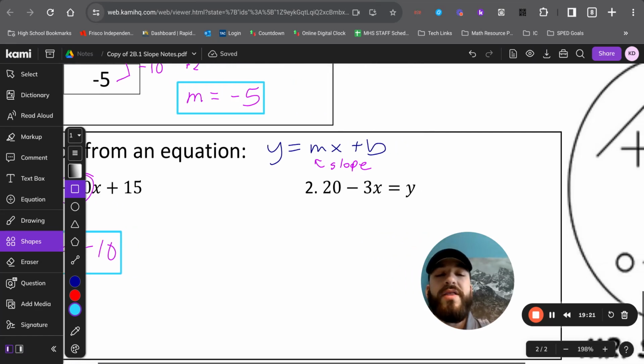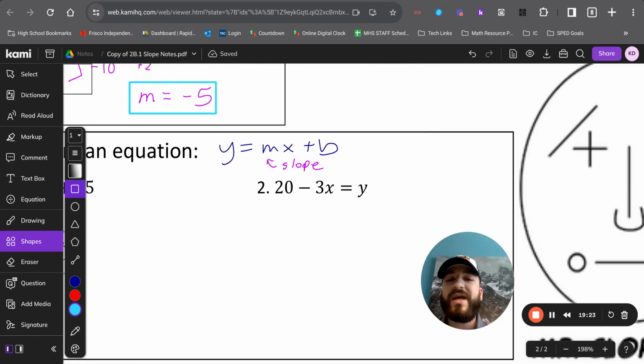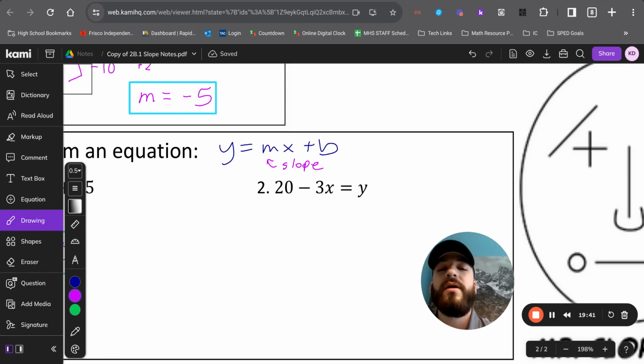Right? And then number 2, we have 20 minus 3x is equal to y. Now this one looks a little wonky because our y is on the wrong side, but is our y still by itself like slope-intercept? It is. y equals, and then we have our 20, which is our b, and our negative 3x, which is our m. So we are still in slope-intercept form. In this case, it's that negative 3 right there. So m would be equal to negative 3.